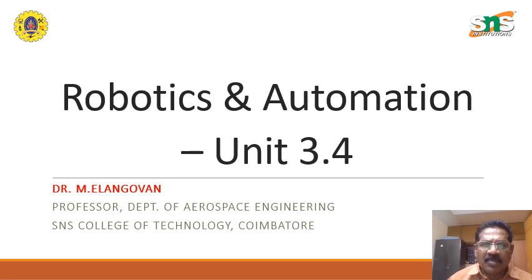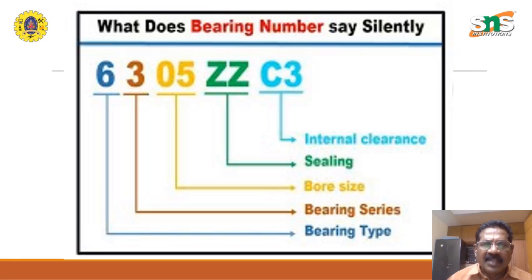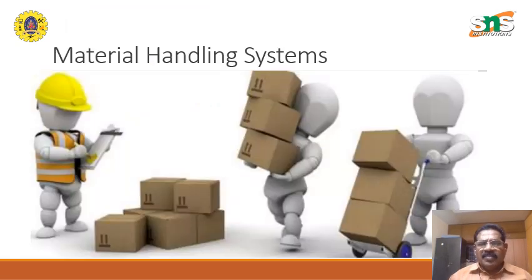Let's keep moving now. This is the third unit syllabus. In the last video, we discussed the bearings and how the bearing specification is to be mentioned. We looked at the bearing type, the series, the bore size, etc. That has been given as the number for the bearing. Now, in this video, we will move on to the different types of material handling systems.